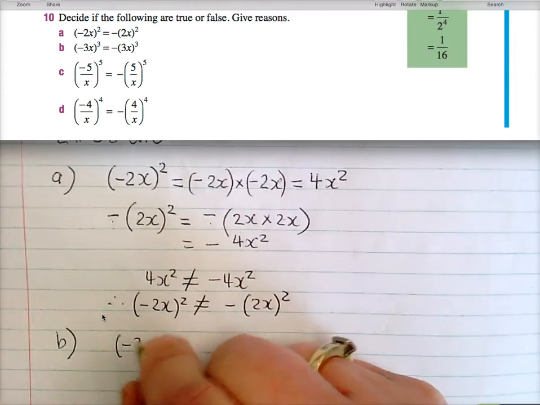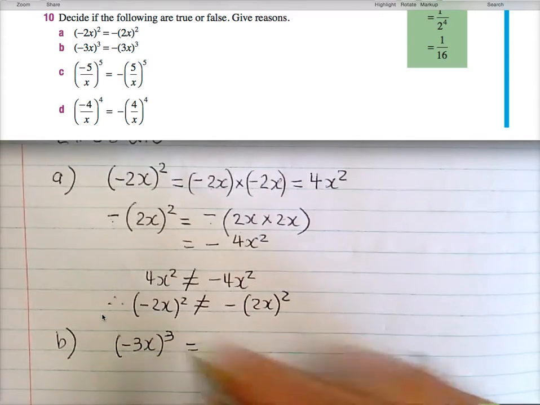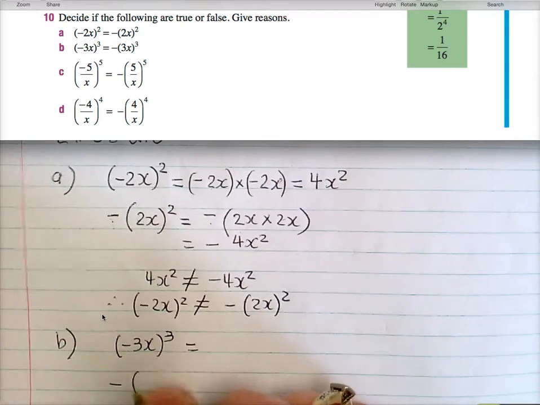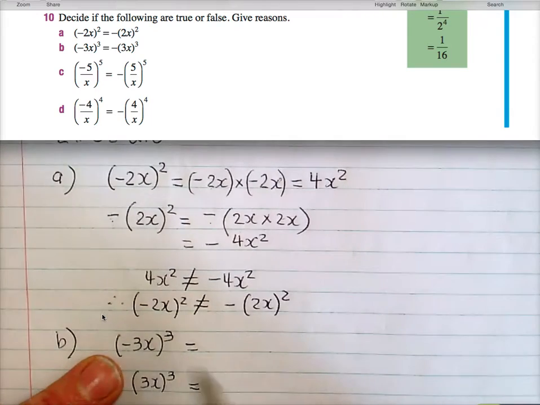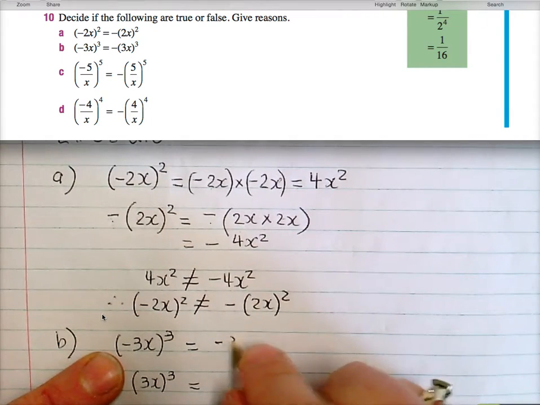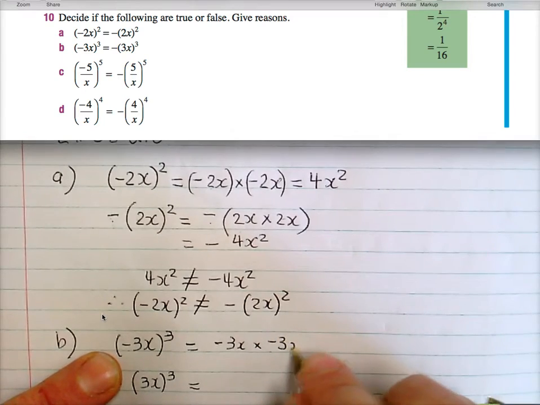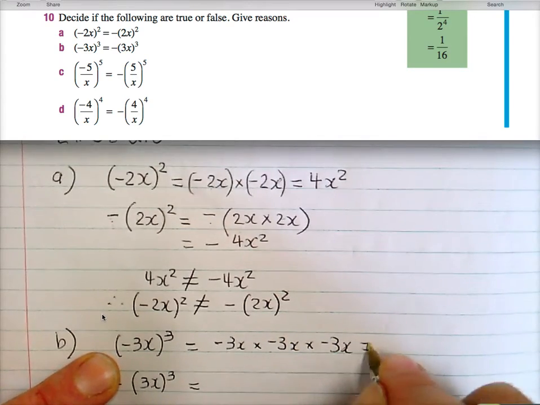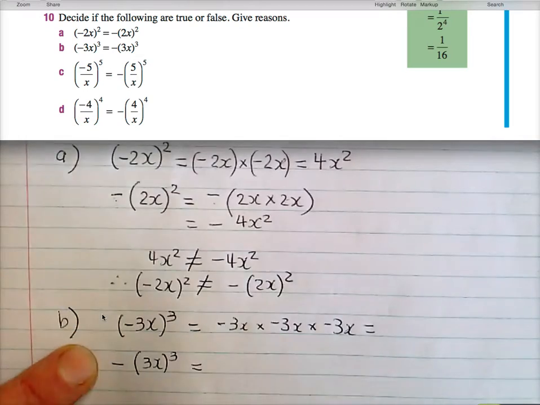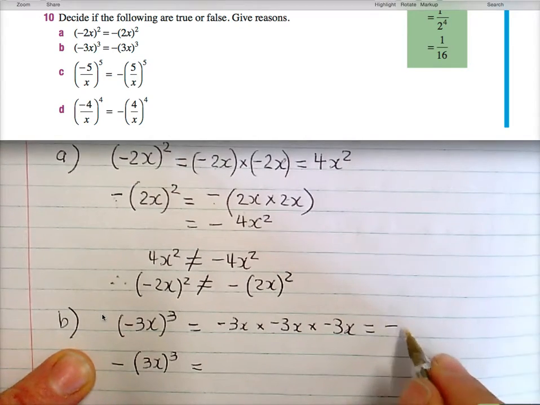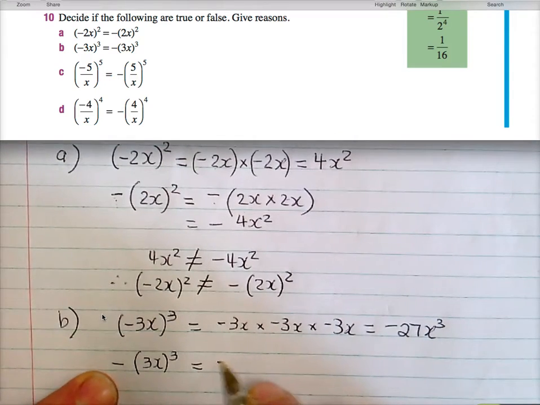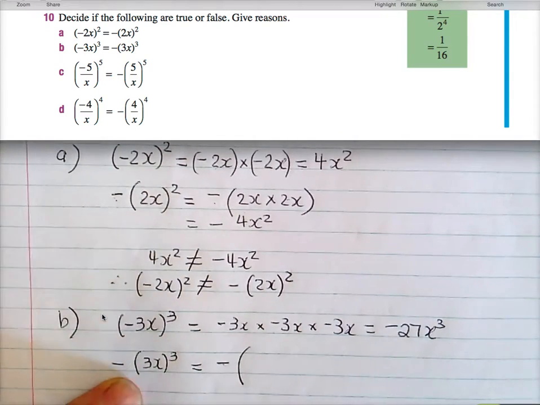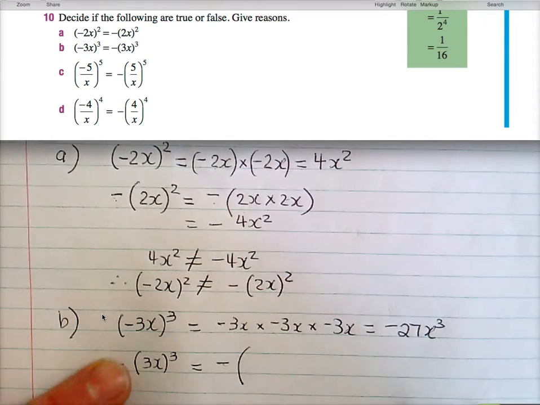So girls, negative 3x cubed, I'm looking at the left, and then I'm going to look at negative 3x cubed. Now girls, doesn't this mean you can cube everything if you want, or you can say that's negative 3x times negative 3x times negative 3x. What does that equal? A negative times a negative times a negative. Negative 27x cubed. Now the next one is telling me negative, and then I do my 3x times 3x times 3x.